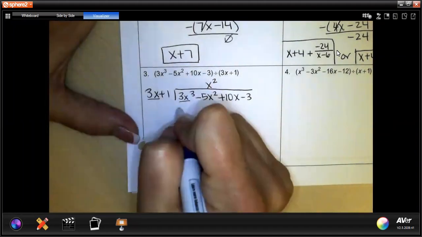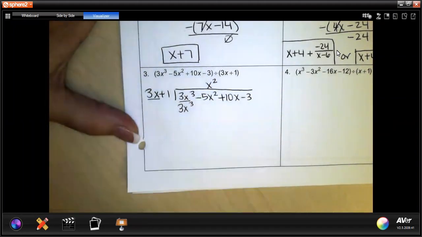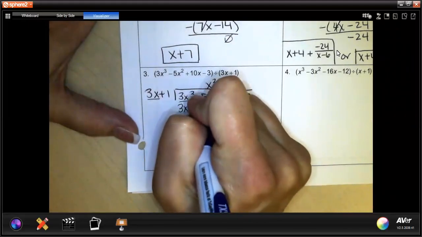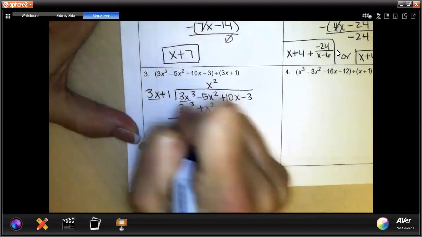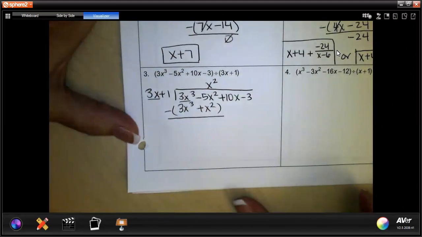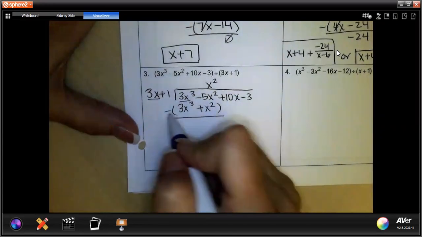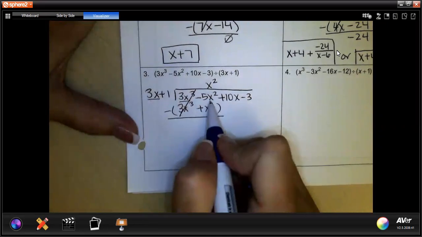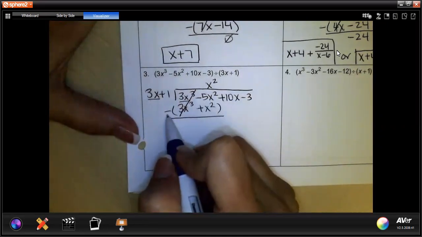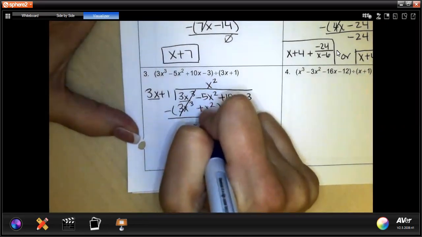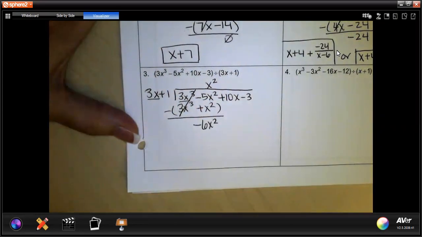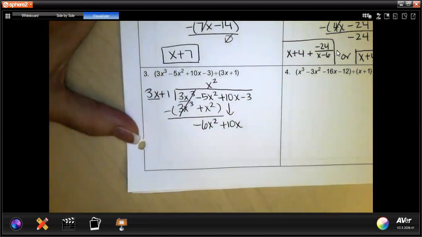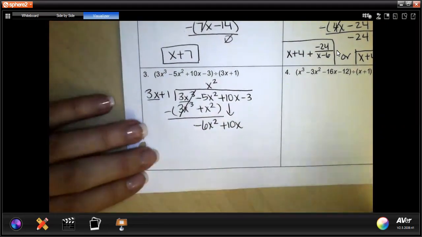X squared times 3x gives me a 3x cubed. X squared times 1 gives me an x squared. And I'm ready to subtract. 3x cubed minus 3x cubed is 0. That goes away. Negative 5x squared minus an x squared gives us a negative 6x squared. The 10x is going to come down. And we're ready to do it again.